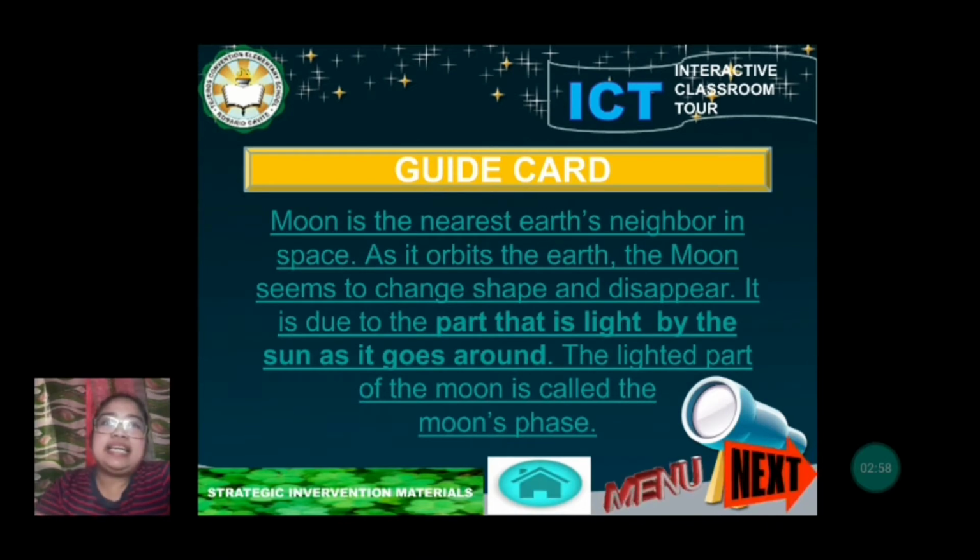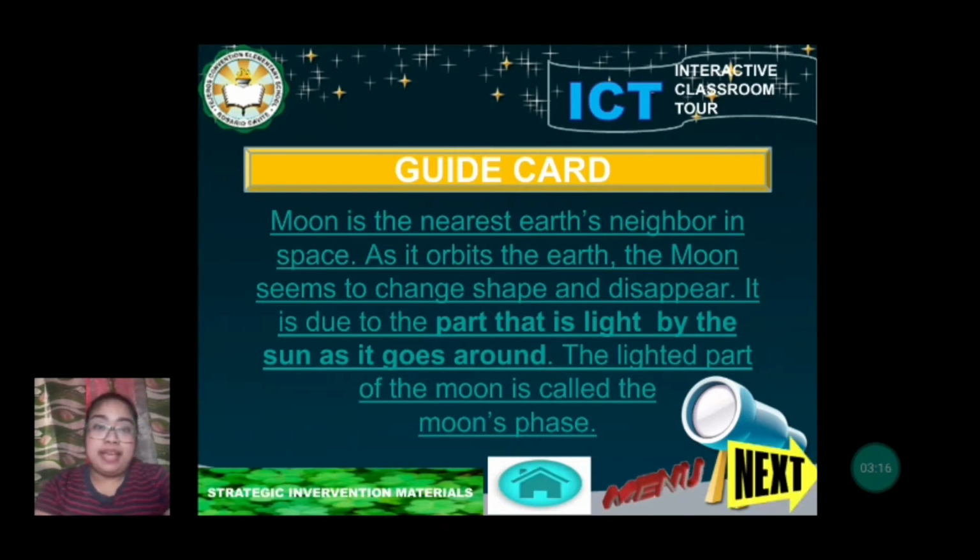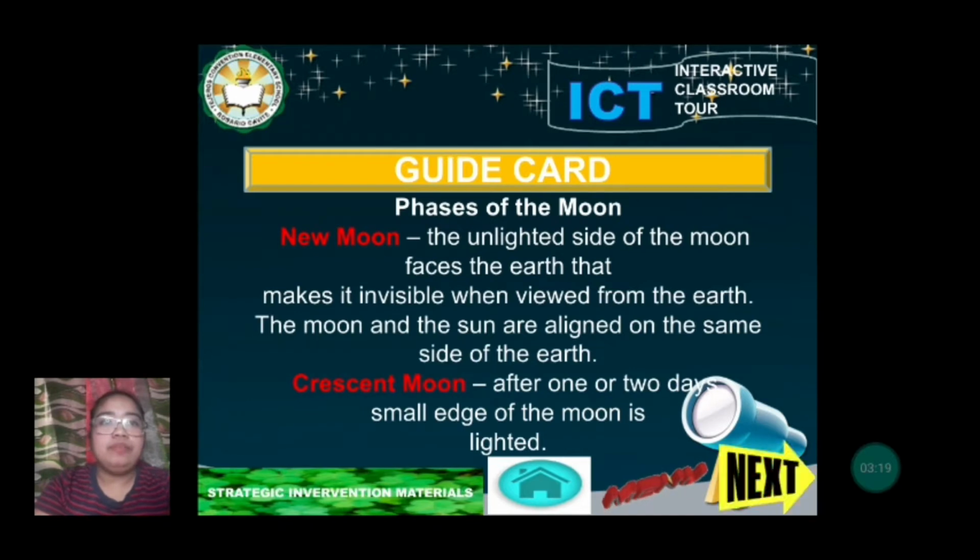So, the moon is the nearest Earth's neighbor in space. As it orbits the Earth, the moon seems to change shape and disappear. It is due to the part that is lit by the sun as it goes around the lighted part of the moon. It's called the moon's phases. So, phases of the moon. New moon: the unlighted side of the moon faces the earth, that makes it invisible when viewed from the earth. The moon and the sun are aligned on the same side of the earth. So, let's go to the next one.